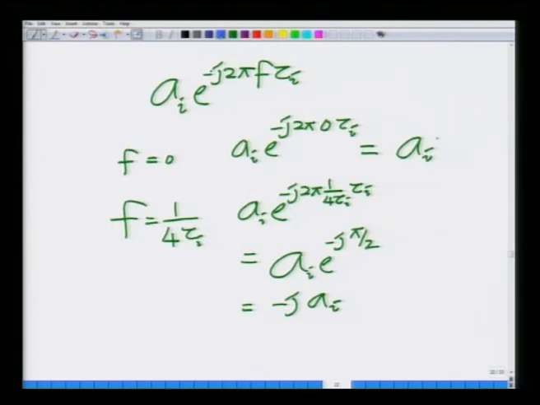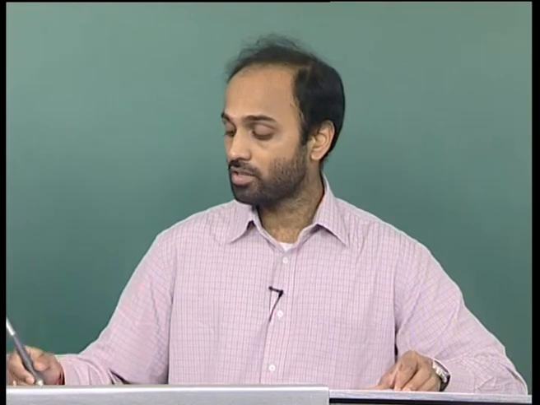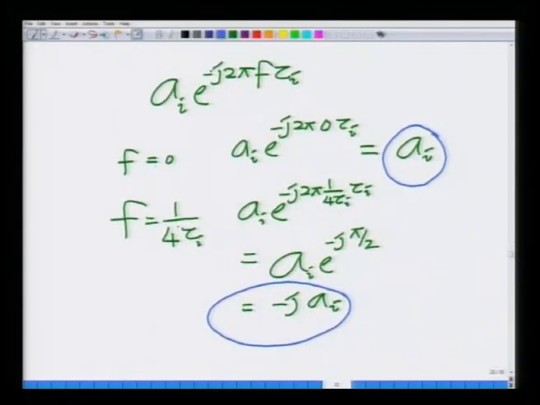Now, look at these two quantities. At f equals 0, this is a_i. At f equals 1 over 4 tau_i, it is minus j a_i. If a_i is real, at 1 over 4 tau_i it has changed to an imaginary number, which is j times a_i. So, as f goes from 0 to 1 over 4 tau_i, the frequency response is changing completely, from a_i to minus j a_i.